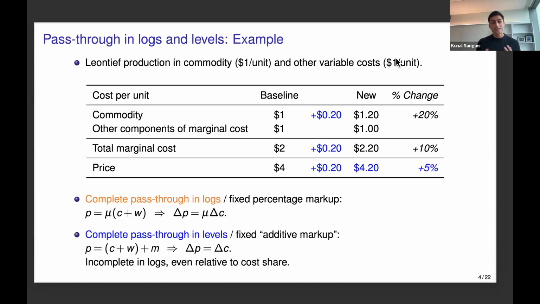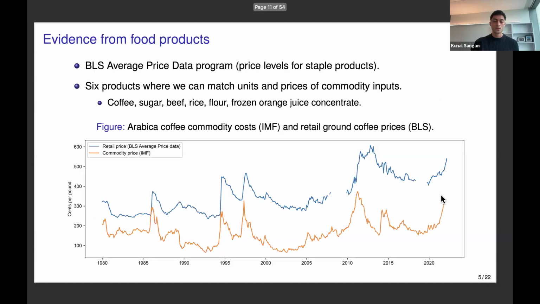What I'm going to argue we instead find in the data is that firms appear to pass through the cost shock 1-for-1 in levels. Of course, that 20-cent increase in the price now looks incomplete in percentage terms relative to the percentage change in marginal cost.